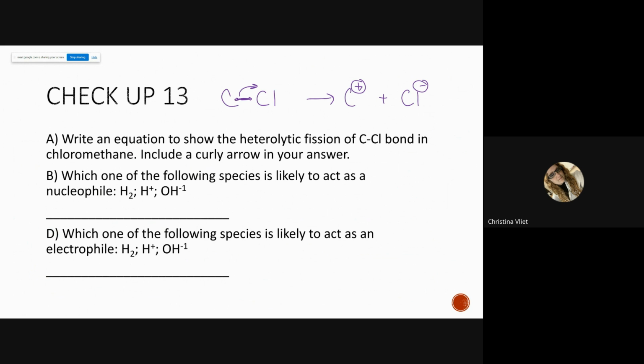It only says to show the bond. Oh, it says C-Cl bond in chloromethane. I could show the whole thing, couldn't I? This is chloromethane. So if I want to show the rest, what's the rest now? Because it said chloromethane. This would be H, H, and H. And the chlorine with the negative.